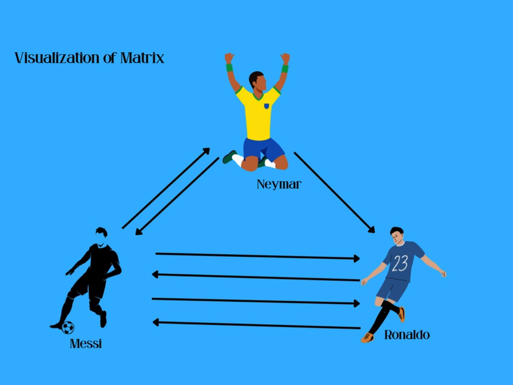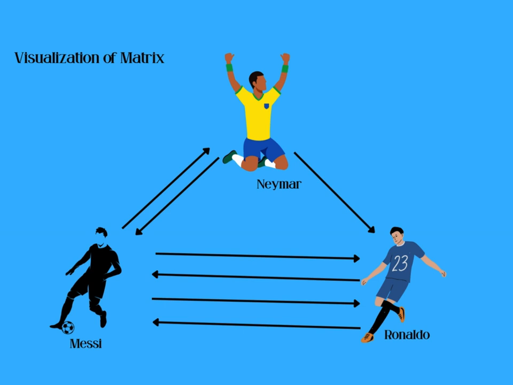Neymar passed the ball to Ronaldo one time, and Messi passed the ball to Neymar one time, and Neymar repassed the ball to Messi just one time. And Messi passed the ball to Ronaldo two times. Ronaldo passed the ball to Messi two times. So this is an example we can easily visualize using our human brain.